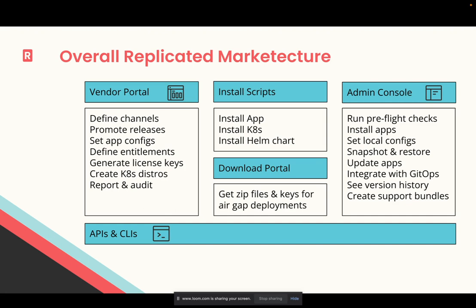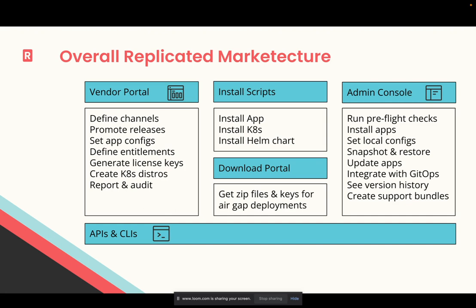The second major component is the install scripts. This is where the work gets done to install your application, set up a Kubernetes cluster, or install via Helm chart, which is one of our newer options. We can also provide a download portal where you may want to get zip files and keys that you can give your customers so that they can install software in air-gapped deployments and environments.